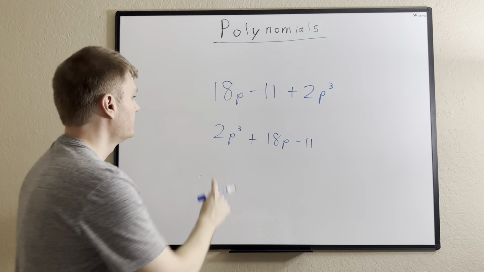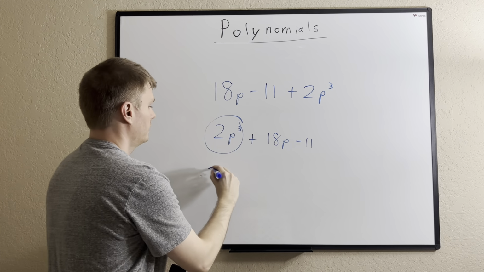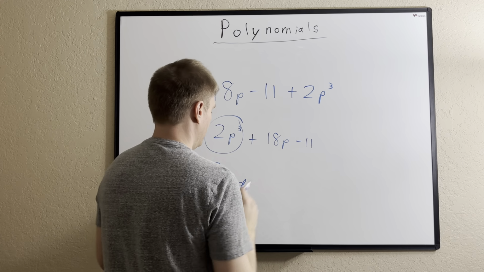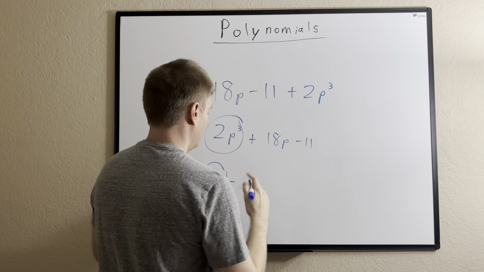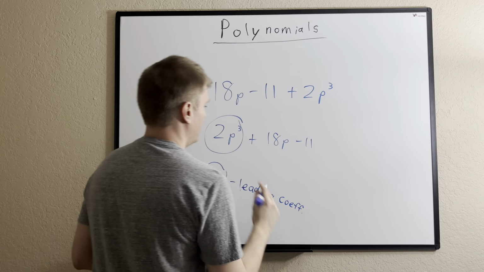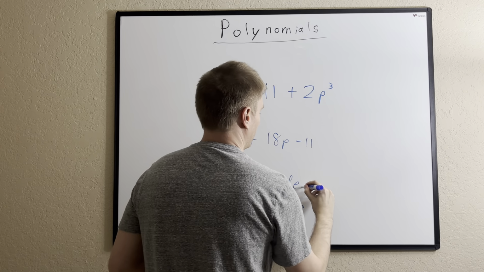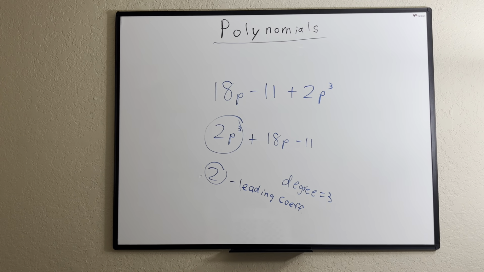What is the leading term? 2p cubed. That was easy. Leading coefficient, 2. There you go. Degree equals 3. Exponent's 3, degree's 3. Wow, that was easy.